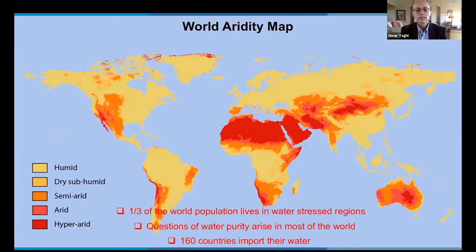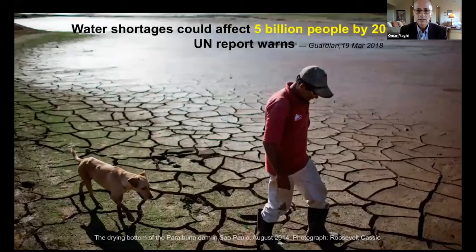And there are also a lot of national security issues, with 160 countries importing their water. They rely on other countries for their water. So water is one of the most pressing problems facing the world today, and according to the UN, by the year 2025, almost 5 billion people living on our planet will be living in water-stressed regions.